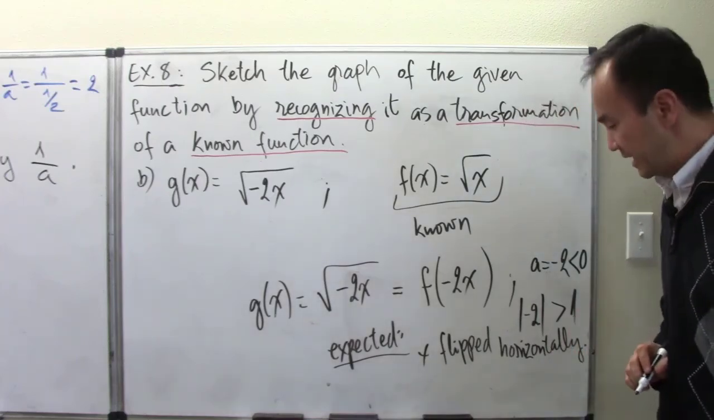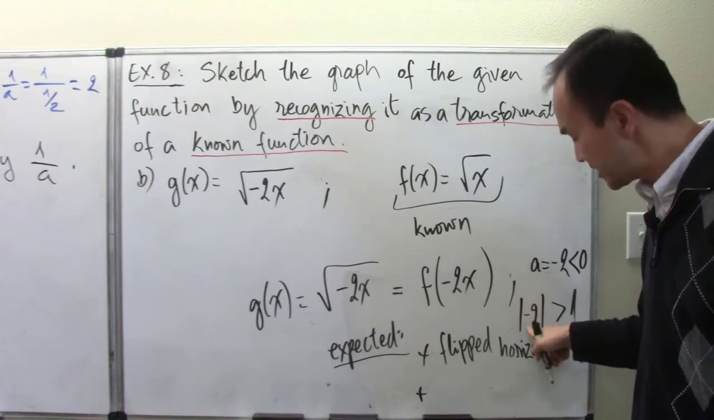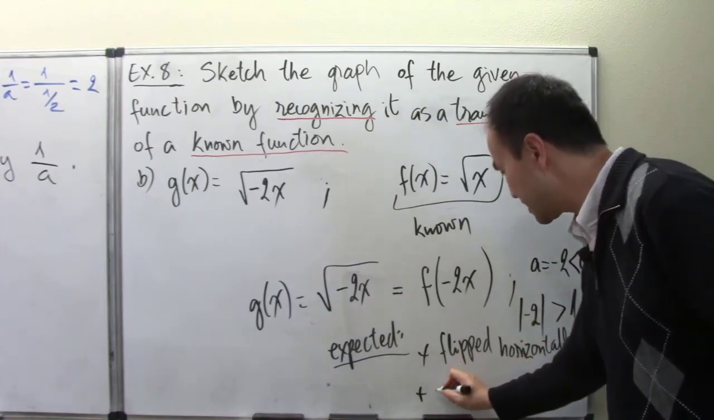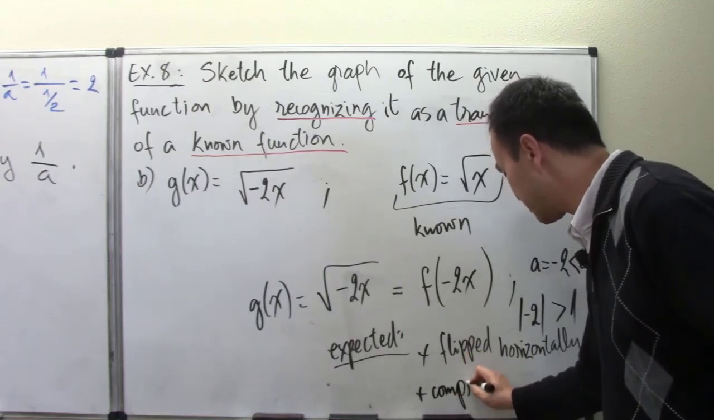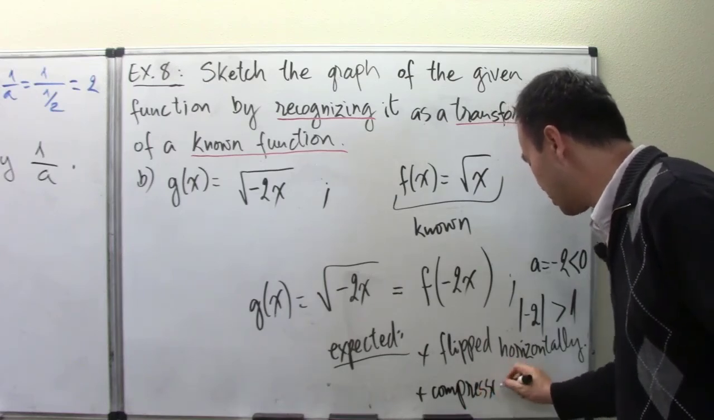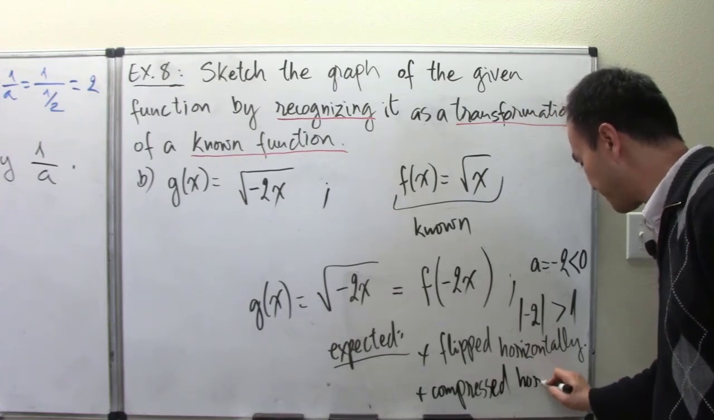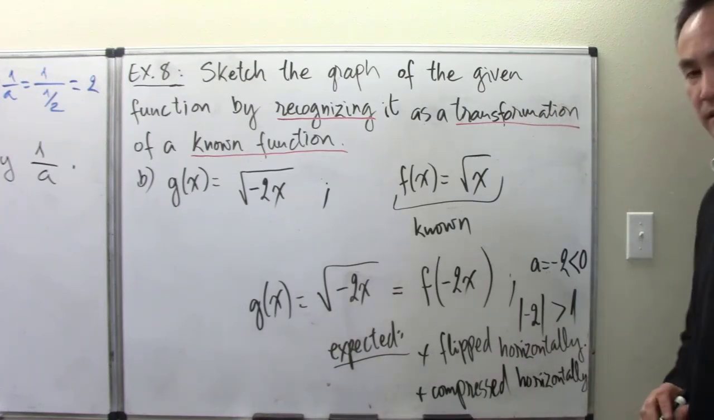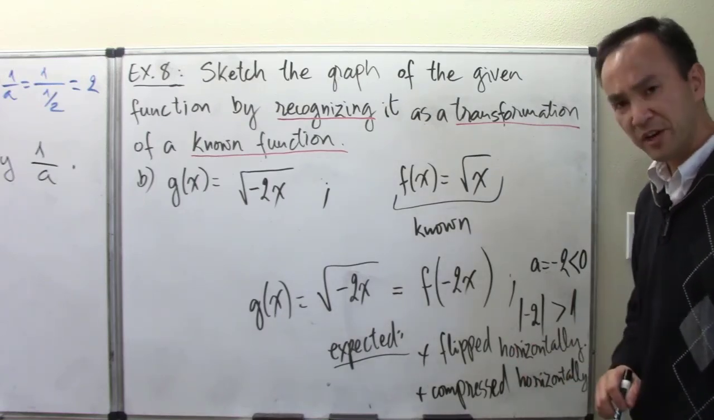Another thing I noticed is that the absolute value of the coefficient 2 is well above 1, so I'm expecting a compression horizontally. Or, in a shorter way of saying it, it's compressed horizontally. So two pieces of information like that.